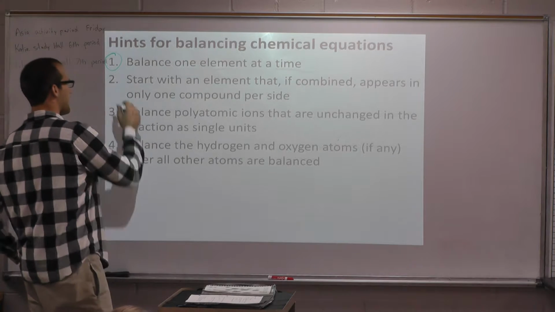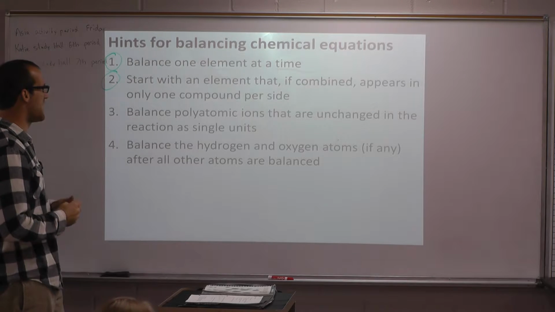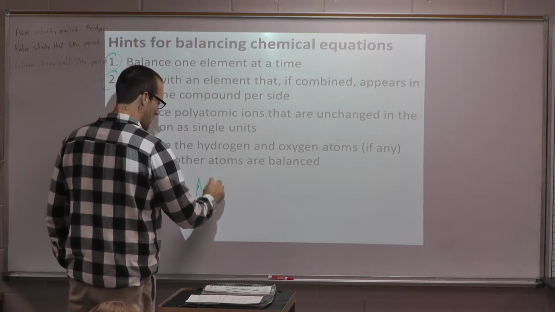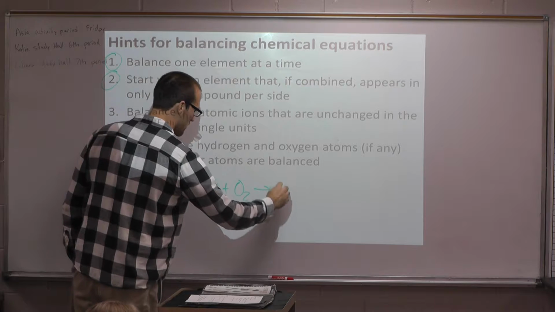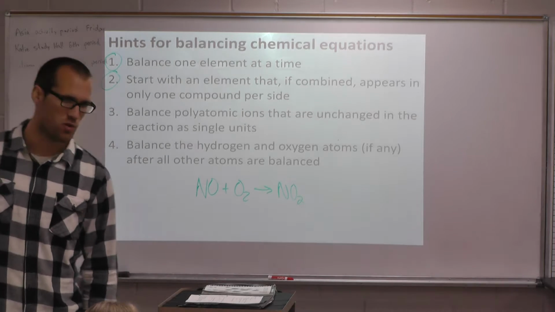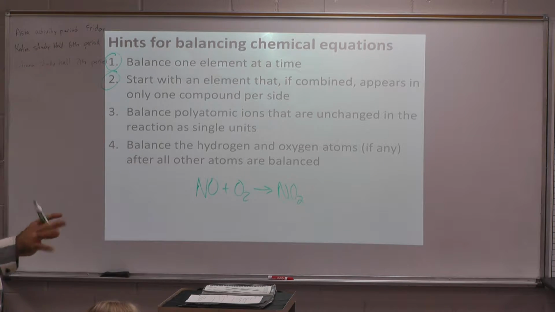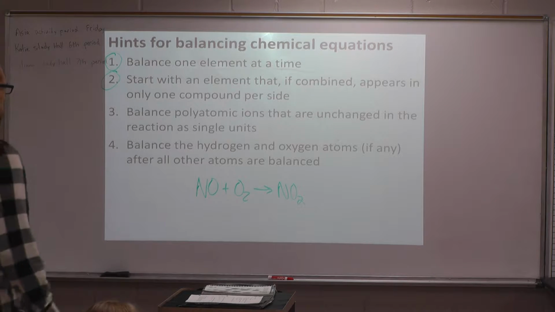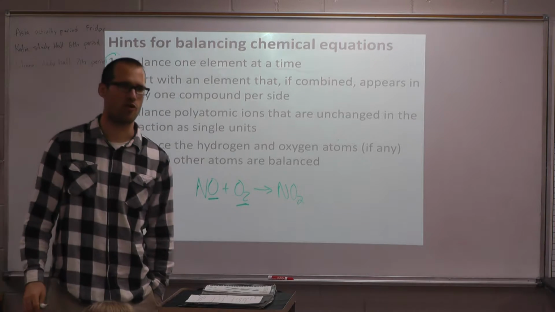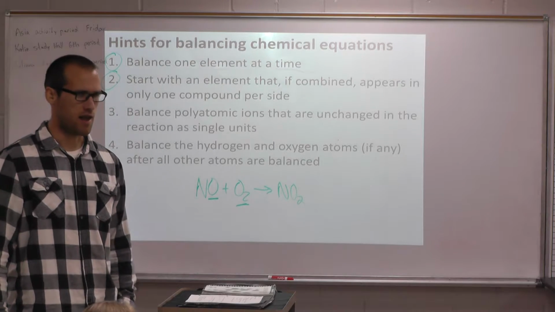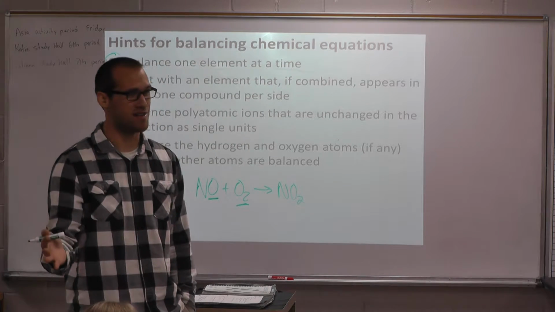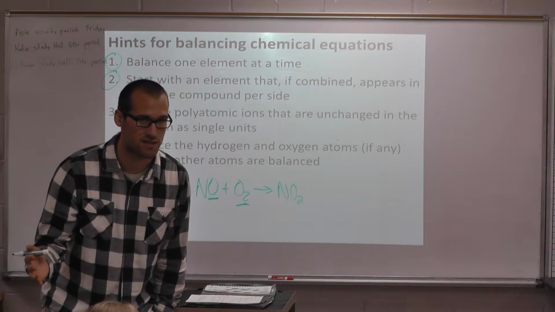Okay? And then it says, number 2, start with the element that, if combined, appears in only one thing per side. What I mean by that is, this one we just did. Which one would you start with? Which one would you balance first? You would try to balance nitrogen first. However, nitrogen's already balanced, so there are some other subtleties. But what this rule is saying is, it's more difficult to balance the elements that appear in more than one compound per side. So, balance them last, because sometimes you can balance the other ones and they'll balance themselves. Does that make sense? Okay?